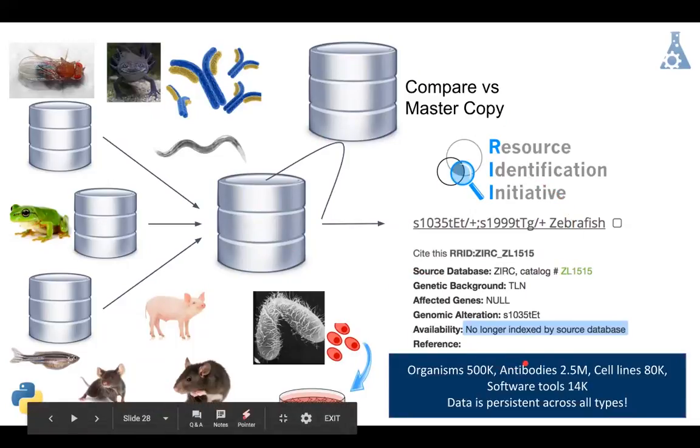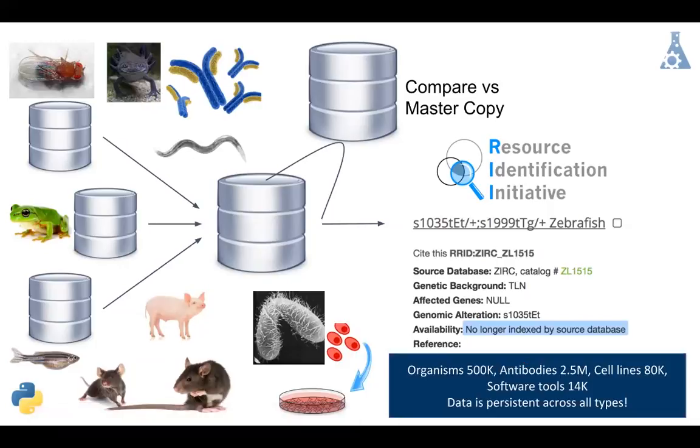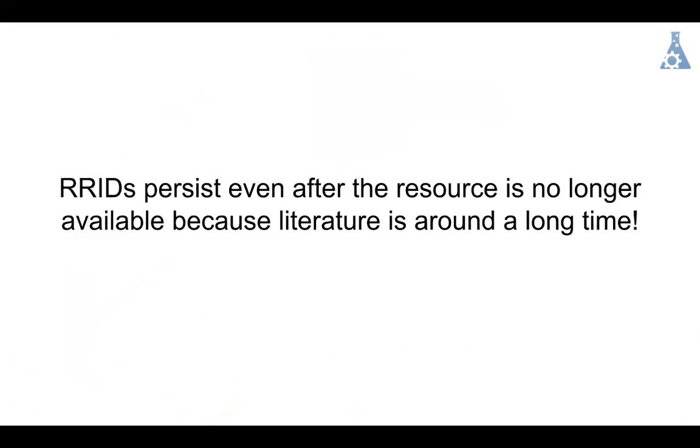So data persists even if the fish or the mouse or whatever stock or cell line is no longer available for purchase, because often these things actually stay around in individual labs, or the paper stays around in an individual lab for many years, and the stock may not. Okay, so that just says that.